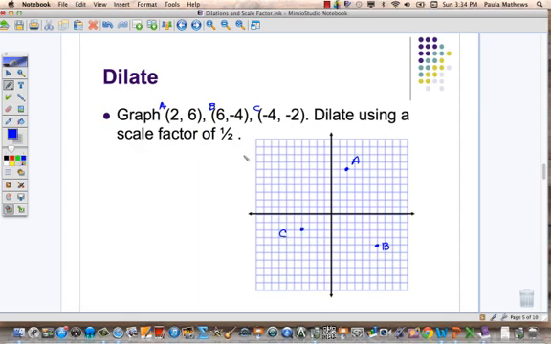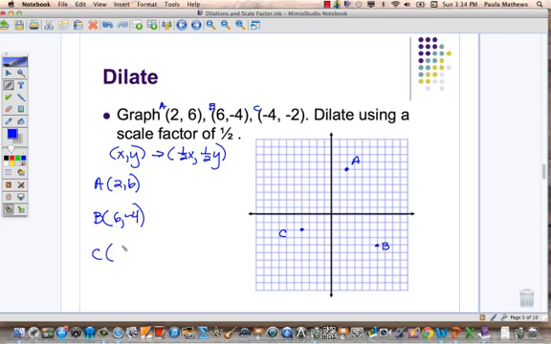Here's C. And this time we're going to use a scale factor of 1/2. So that means every XY ordered pair is going to go to 1/2 X and 1/2 Y. So again, I'm going to go ahead and write these down: A, B, and C. And I need to multiply every coordinate by 1/2. And so remember, multiplying by 1/2 is the same as dividing by 2.